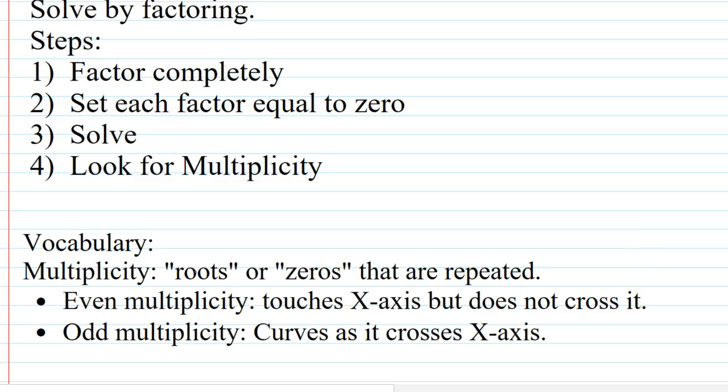Now we're moving on to solving by factoring. So we were just using factors and working backwards. Now we're going to solve by factoring, which should be much more familiar to most of you. First, we factor completely. We set each factor equal to 0 and solve. And the last step is to look for multiplicity. Now, we said in the last problem that multiplicity are roots or zeros that are repeated. So your multiplicity are roots or zeros that are repeated, and that's what we're going to focus on today.